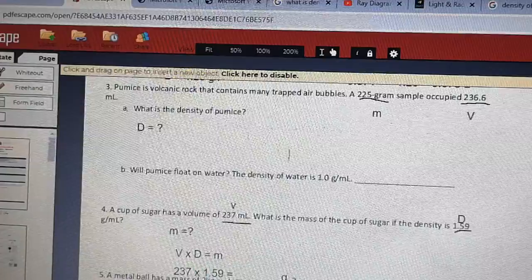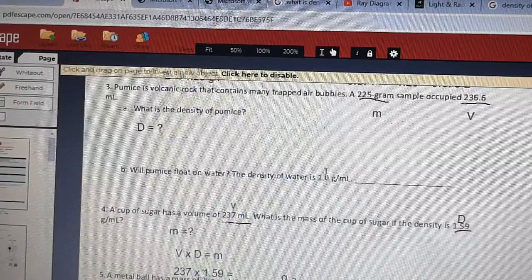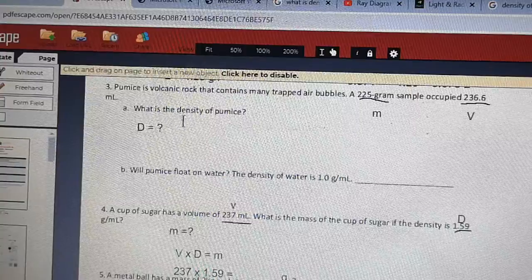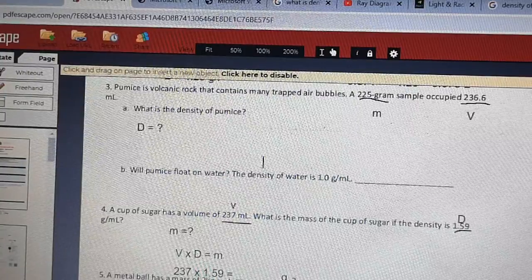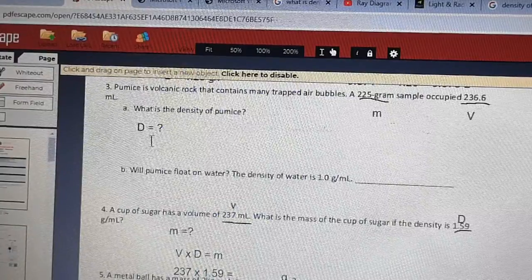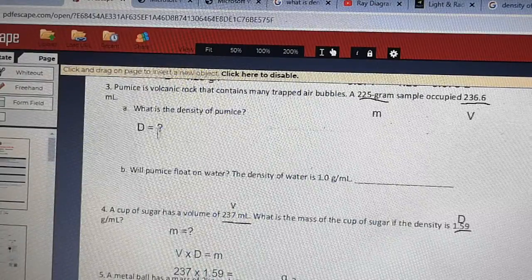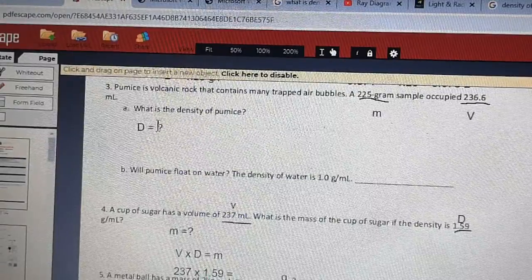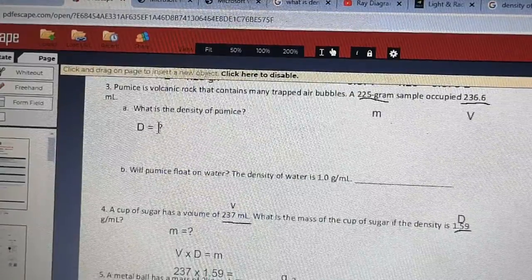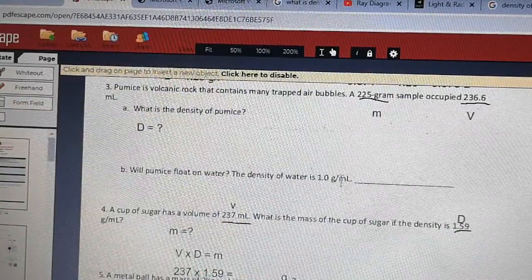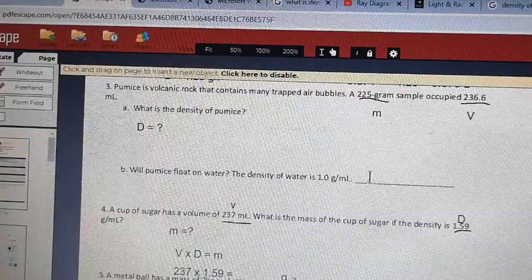Okay? So whatever you find, if it's bigger than 1, so if it's like 1.5 or 1.6 or 2 or 3 or 4, anything bigger than 1, then it will not float. So you will say no, not float. There's too much density in this material. But if it's less, if it's 0.5, 0.6, 0.7, 0.1, anything less than the number 1, it will float. So you can say yes.